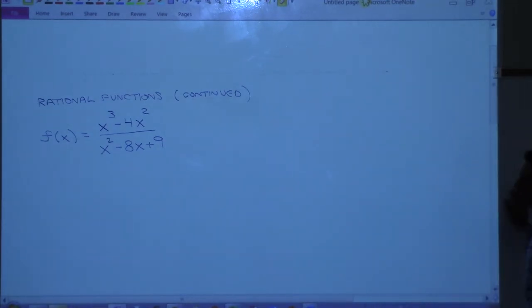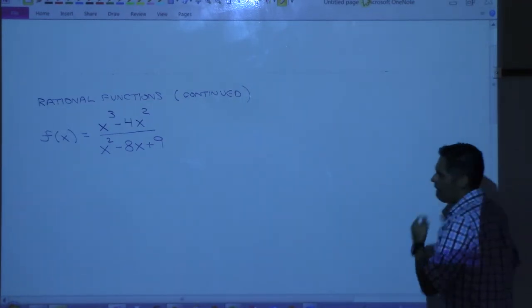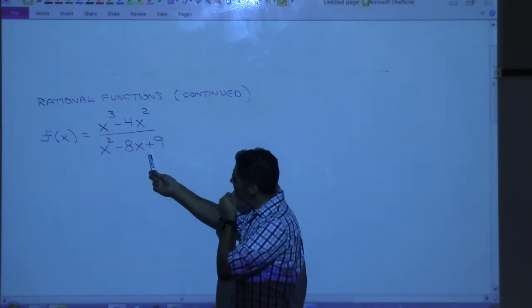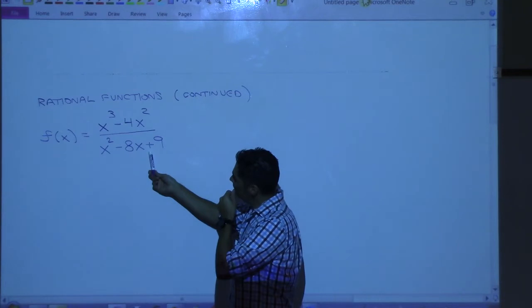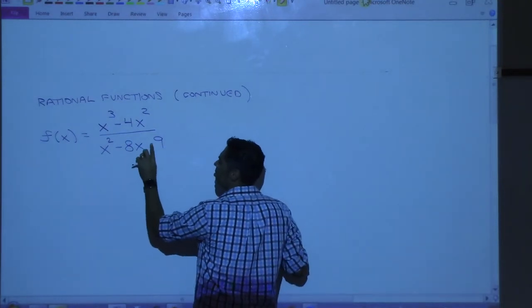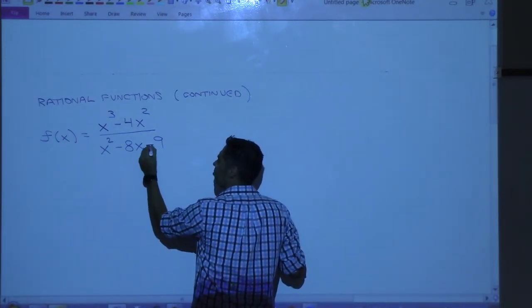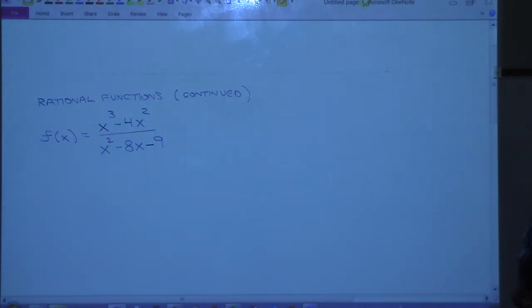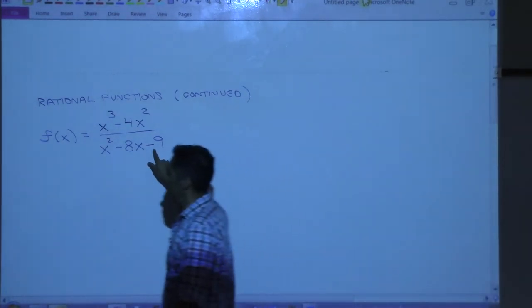Whoa, wait, hold on a second. Is that really the problem I gave you? Yeah. It is? Why is it? This is not going to be factorable. Let's change that to a -9. Everyone got that? We're going to change this to a -9.